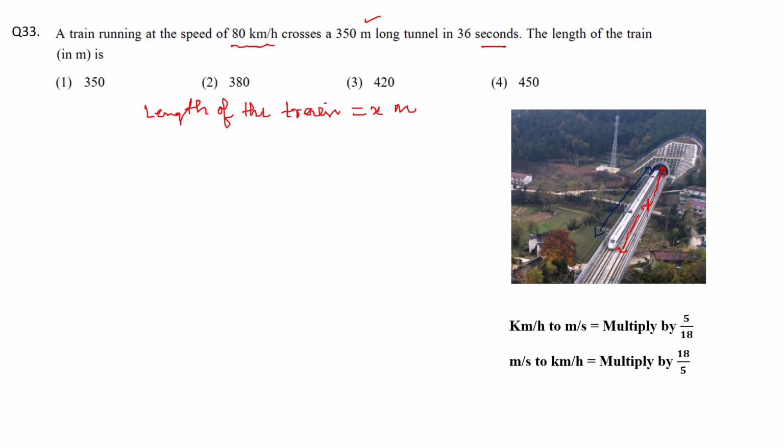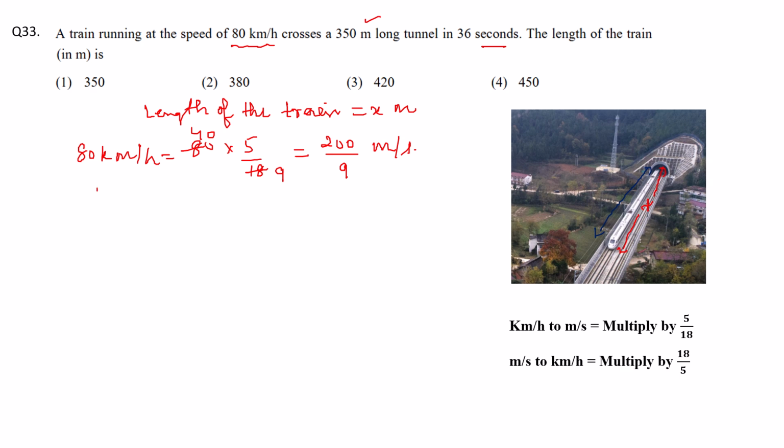So 80 kilometer per hour, if you have to convert it into meter per second, you have to do 80 into 5 by 18. Then you can simplify it and you will get your answer. I'm leaving it here only, or if you want you can simplify 2 times 9, 2 times 40. So from here you will get 200 by 9. It is coming in fractions. It's okay. So this much meter per second.